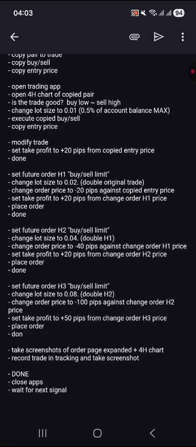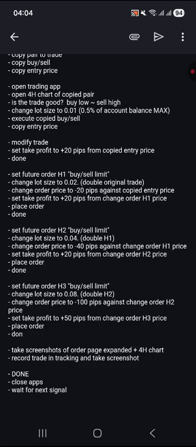So is the trade good? If the trade's good, I change the lot size to 0.01 or whatever the risk is, 0.5% of my total account balance maximum. It's a very conservative way to trade. This allows me to close 99% of my trades at a profit. Almost every single one of my trades is profitable. And then I execute the buy or sell order.